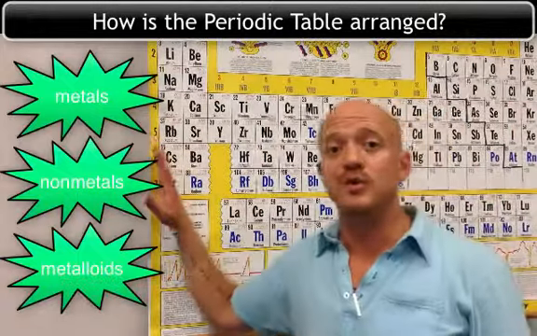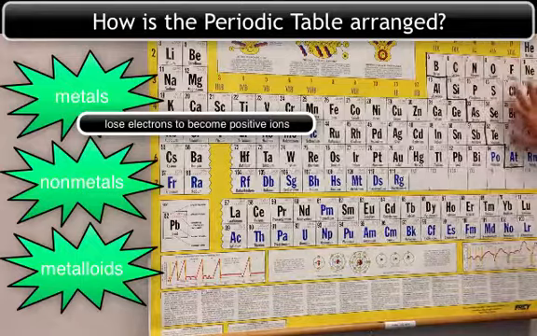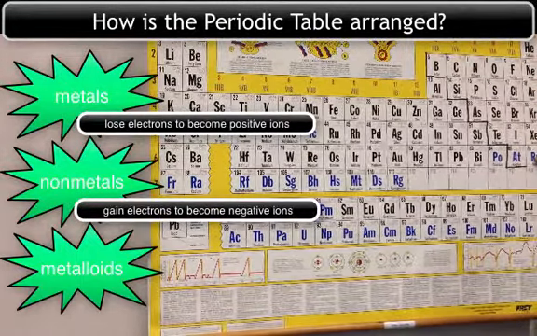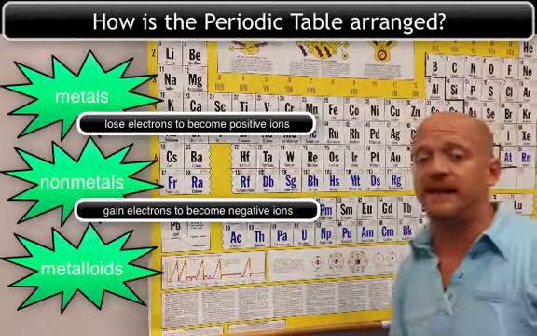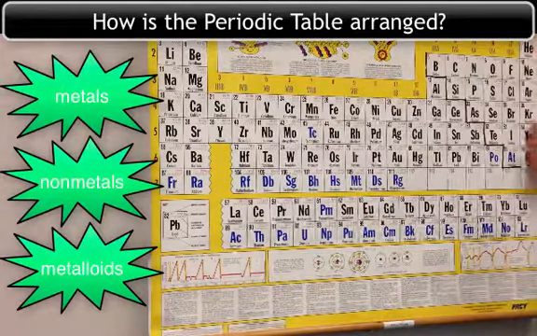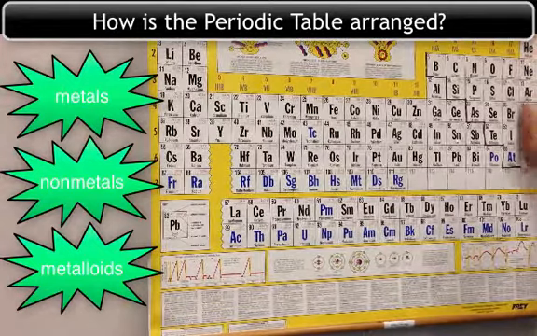Metals like to lose electrons, nonmetals like to gain electrons. Noble gases don't want to gain or lose any electrons, but they're still considered to be nonmetals. They're also, every single element in group 18 is a gas.